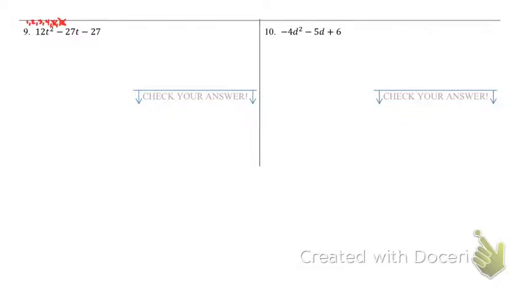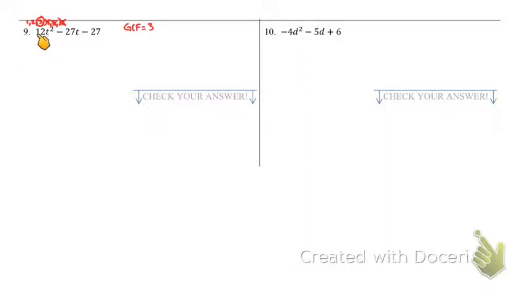So now I go to the next biggest number. Can 4 divide 27? Okay, and the answer is no. So now I'm down to 3. Can 3 divide 27? And that answer is yes. So 3 is my greatest common factor. So my GCF is 3 because it's the biggest number that can divide 12, 27, and 27.